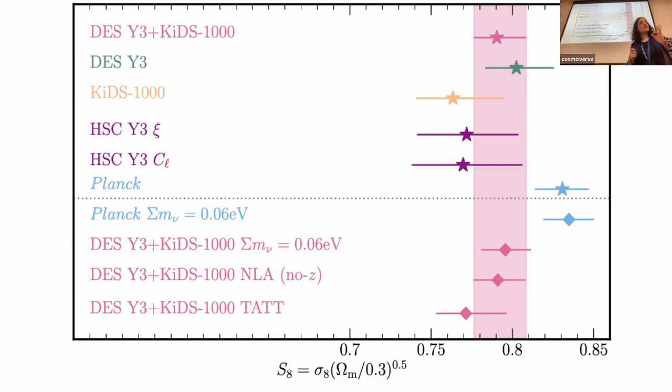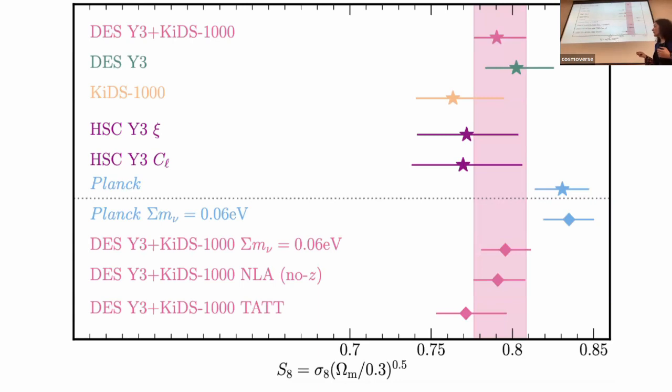But the other two that are more interesting are these two. So this is looking at choices of intrinsic alignments. And as I mentioned, intrinsic alignments is something we don't really know exactly how it works. The hybrid choice is using a simple model. It's called NLA, a nonlinear alignment model, but allowing it to have a redshift dependence. But this one at the bottom is a model that has more flexibility. It allows for some scale dependence and so on.